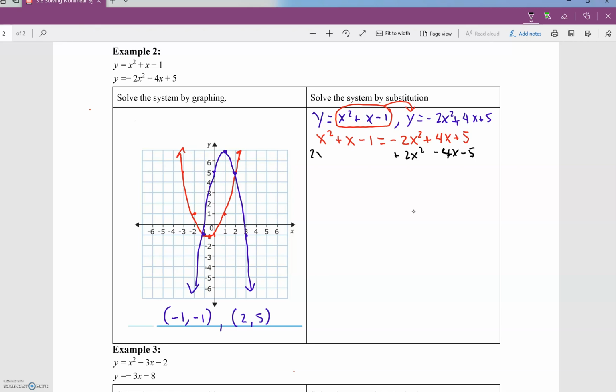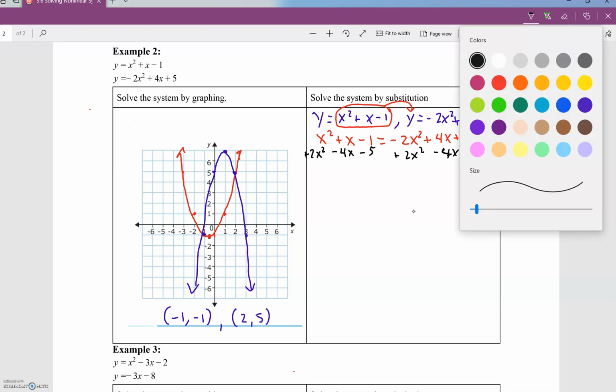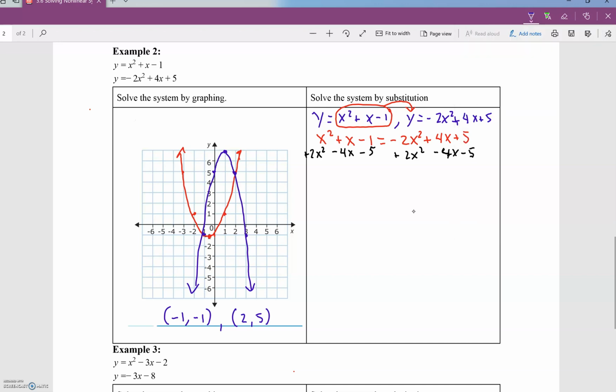So we're going to add a 2x squared. We're going to subtract a 4x. We're going to subtract a 5. So what do we now have? We now have 3x squared minus 3x minus 6 equals 0. We have it set equal to 0, so now we factor.